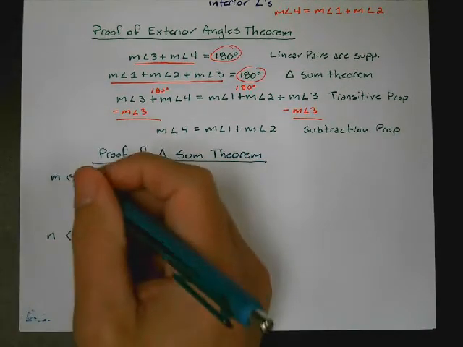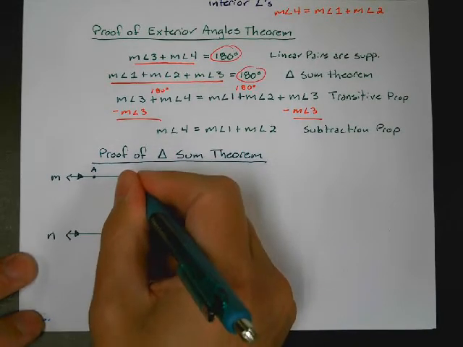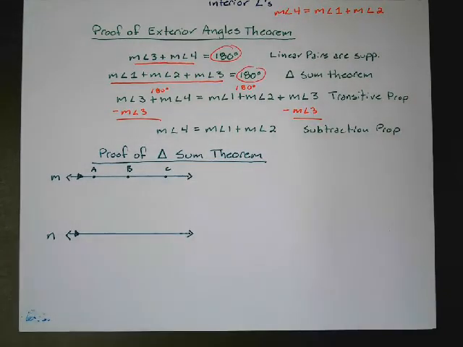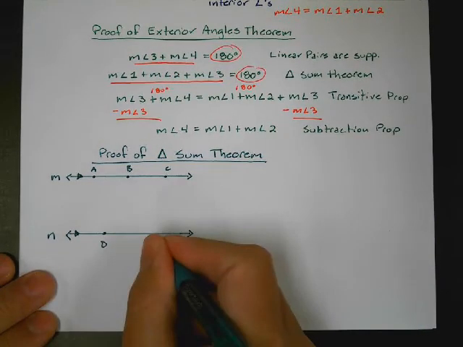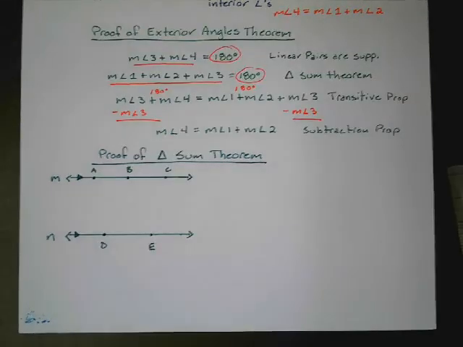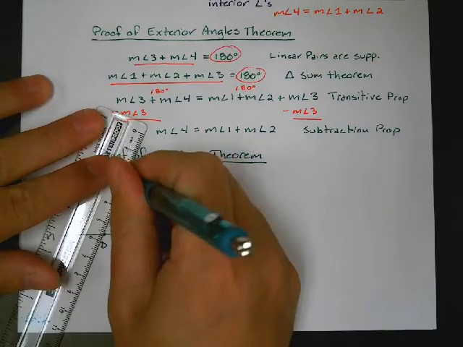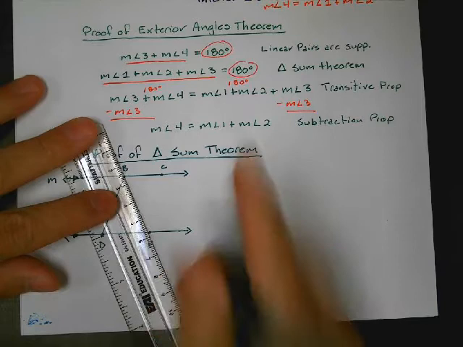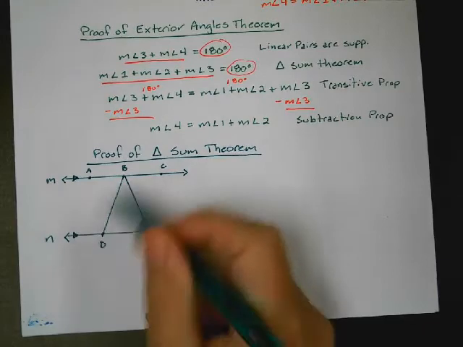I'm going to put 3 points on the top. I'll call them A, B, and C. So here's A, here's B, and here's C. So there's 3 points on top, and I'm going to put 2 points on the bottom. So this will be D, and this will be E. All right, now I'm just going to make a triangle out of B, D, and E. All right, so there's my triangle right there.